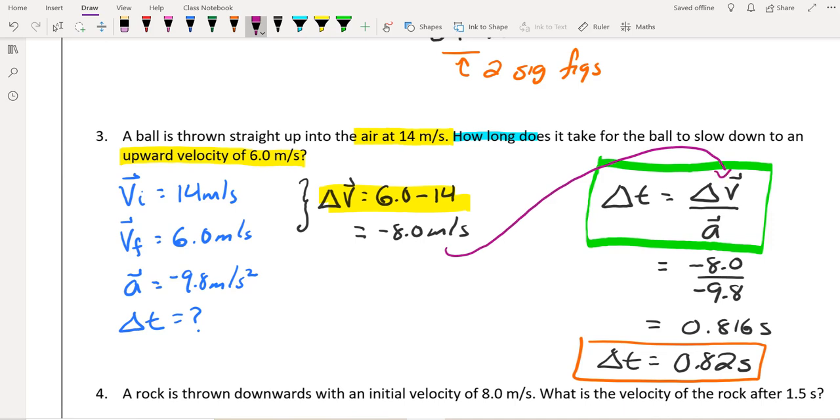We plug in negative 8.0 for our change in velocity. We have our negative 9.8 for our acceleration. We calculate our time to be 0.816 seconds, rounding that to two significant figures. Our time is 0.82 seconds.